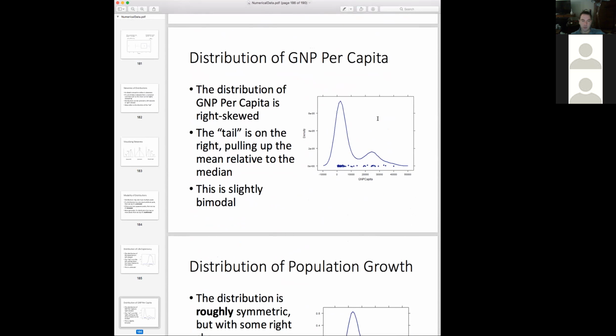You can also look at the distribution of GNP per capita. The distribution of GNP per capita is right skewed. As you can see here, there's a long tail to the right, which is pulling the mean up relative to the median. And this is a slightly bimodal distribution. You can see a clear peak here and a second, developing smaller peak right over here.